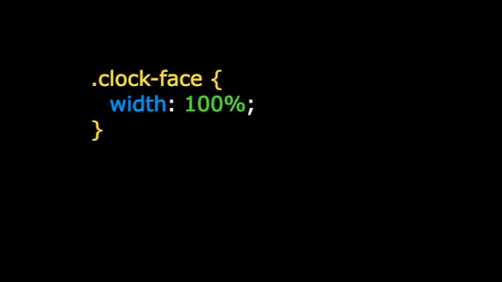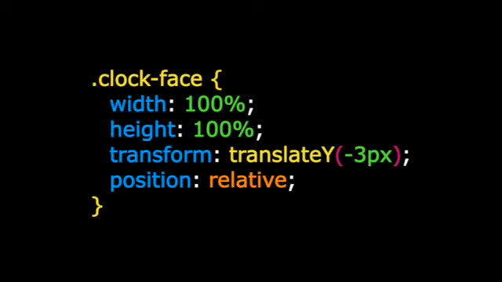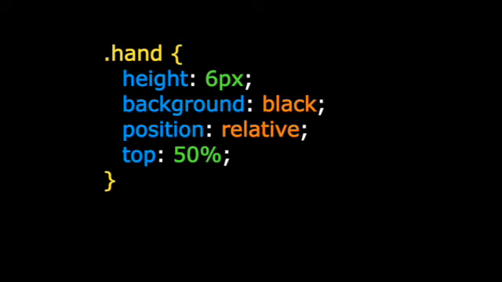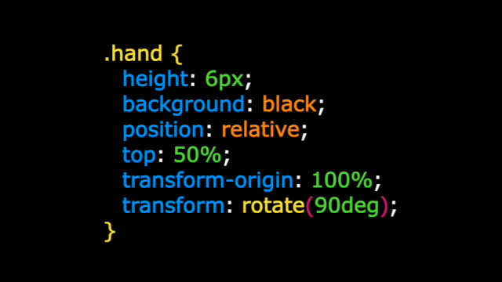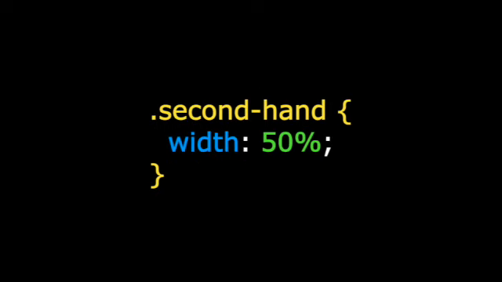shadow. Style the clock face and make sure to set the position to relative. For each hand, we want to set a small height to make it look like the hand on a clock. But rotate the hands to 90 degrees so we can line them up at the noontime position. Let's set different widths for each hand so we can differentiate them.